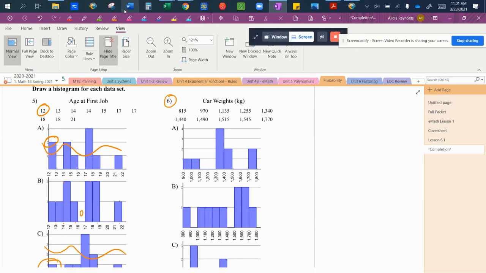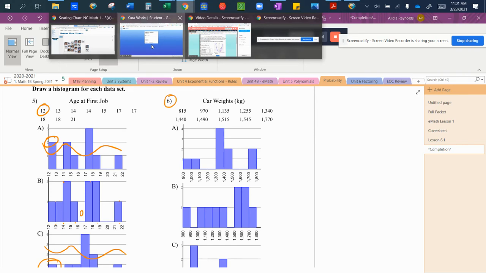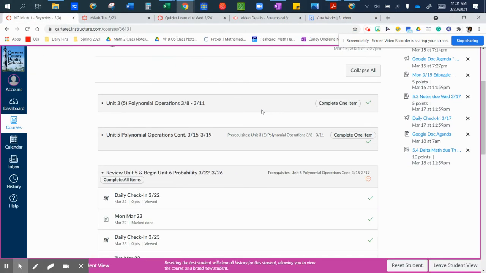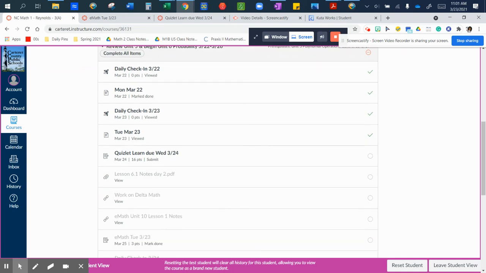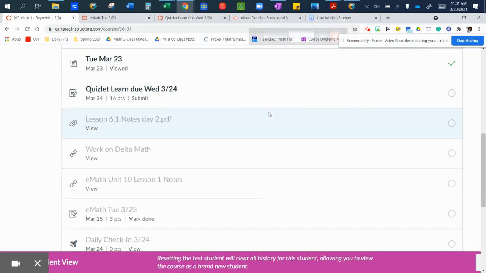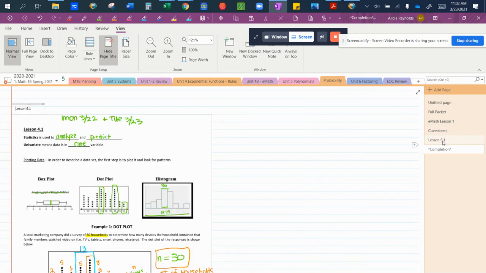So now everybody go back to Canvas. And notice here that we have Quizlet Learn says submit. And then under that, we have lesson 6.1 notes day 2. So now I want everybody that has not finished Quizlet to go finish Quizlet and submit your screenshot. So that's what we're doing first. For those of us that have completed it, we can begin copying our notes.